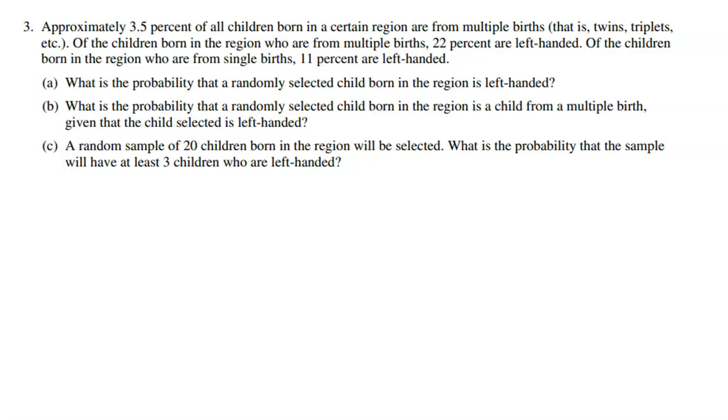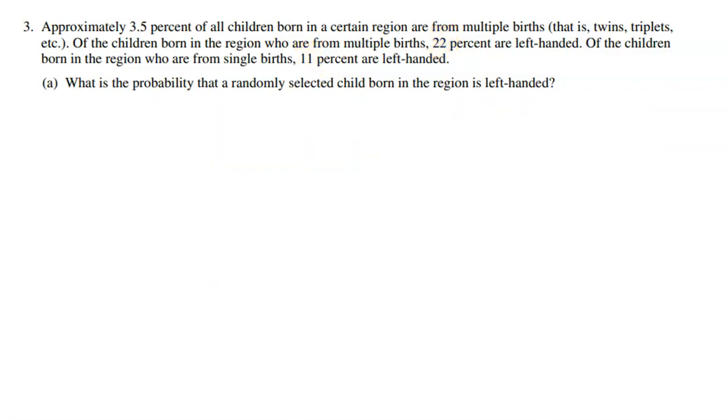Now there are 3 questions and we're going to tackle each one at a time. But before we even read the questions, I want to first notice that these probabilities here are conditional. See, the 22% is the probability of being left-handed on the condition you came from a multiple birth. The 11% chance of being left-handed is on the condition you came from a single birth. So to even get to that 22%, you have to first be from a multiple birth. And to even get to that 11%, you have to be from a single birth. So this is a great, fantastic opportunity for a tree diagram. And in fact, that's exactly how I'm going to solve this problem, by using a tree diagram.